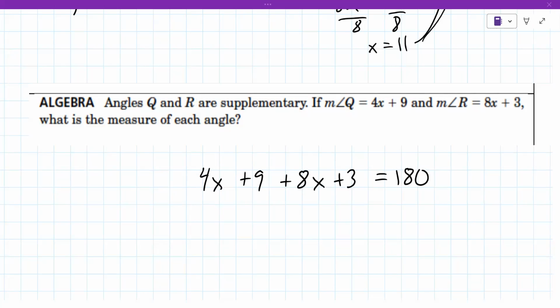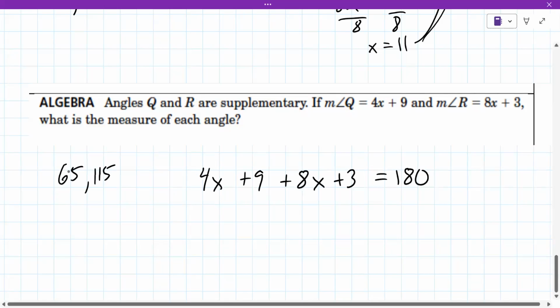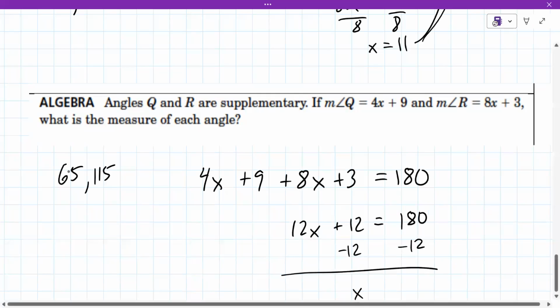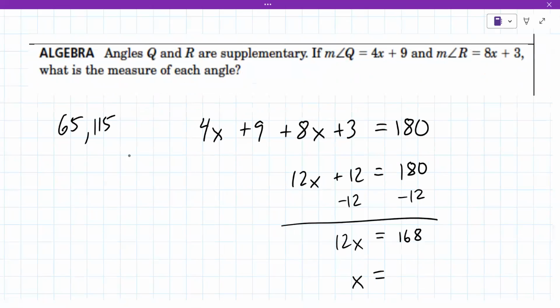All right, I got them. 65 and 115. So good news is those add up to 180. That's a good start for sure in terms of, well, is it correct or not? You've also done well because you didn't just give me the value of X. So what did you get for a value of X? 14. Okay. And then you just put those back in, you get your answer. Good.